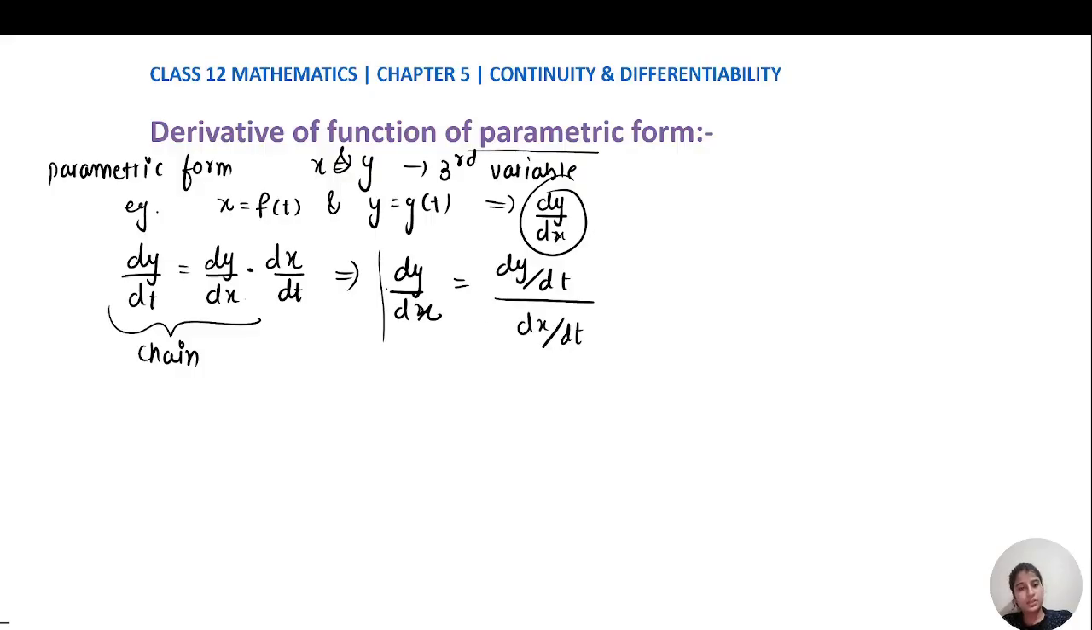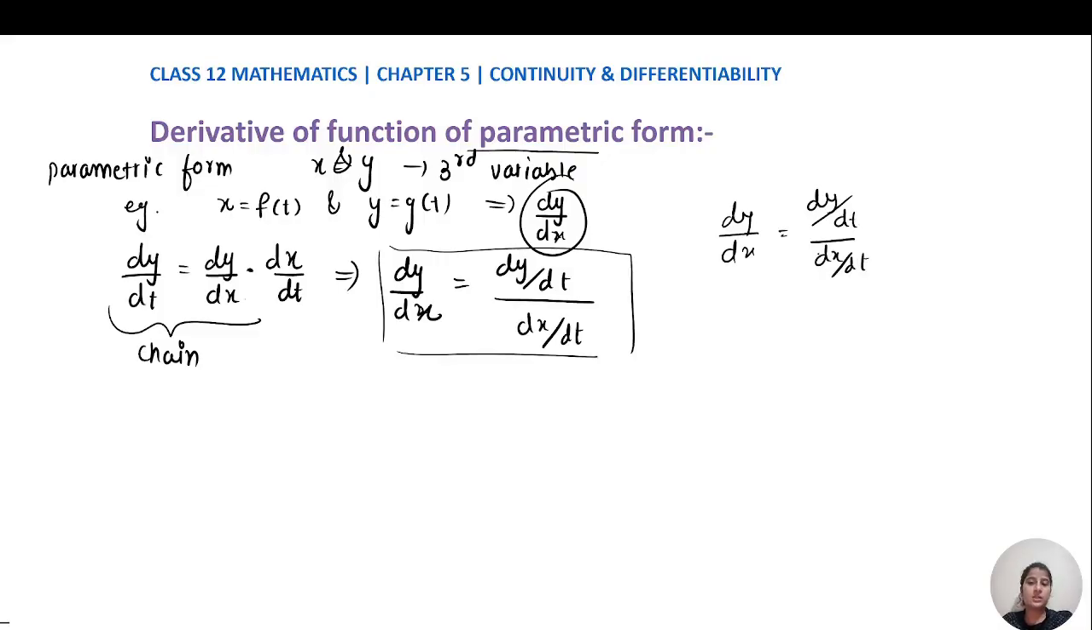Let me give you a hint on how to remember it when finding the derivative of a parametric form. To find dy by dx, differentiate your upper one with respect to t, because you have y in terms of t. Differentiate your lower one with respect to t only. Then, this part and this part will come, and you will be left with your dy by dx. It's just a hint to remember. So differentiate your upper one with respect to t, the third variable, and differentiate your lower one with respect to t, then you will get your dy by dx. Now let me explain with an example.